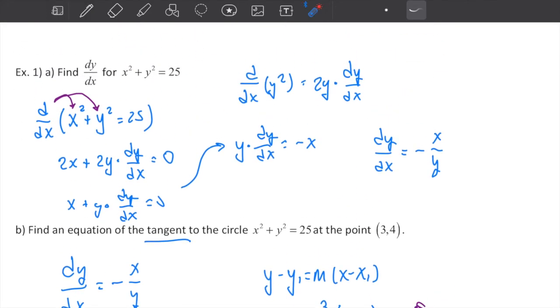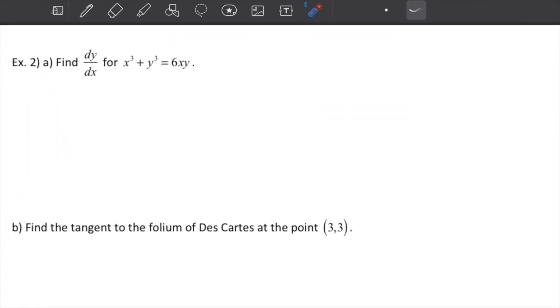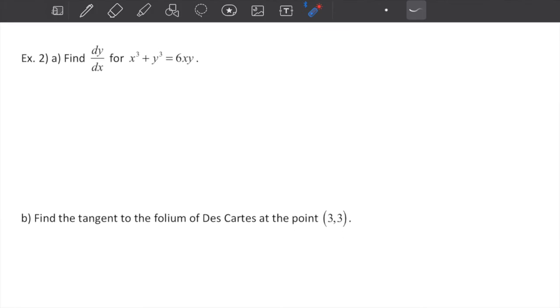I'm taking the derivative of an equation, not a function. In short, anytime I see a y, we're going to multiply by dy/dx after taking the derivative of that statement. That's the chain rule. Let's do another. Let's find the derivative, dy/dx, for x cubed plus y cubed equals 6xy.